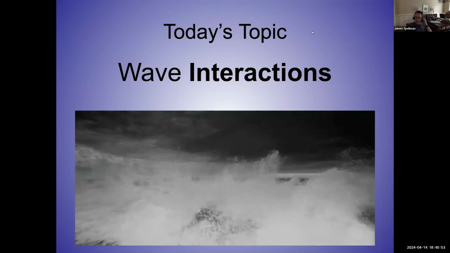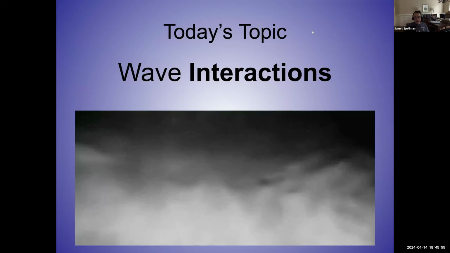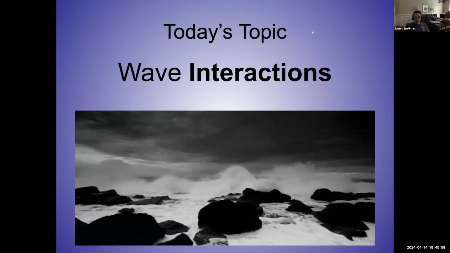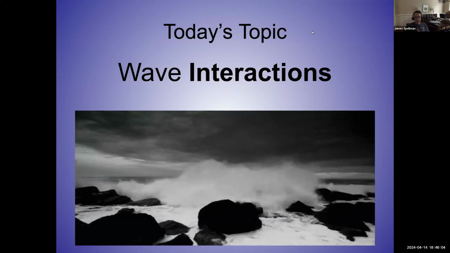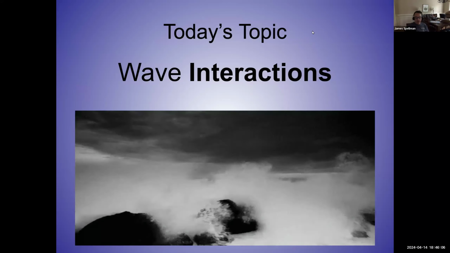All right, next topic, as it says, is wave interactions. We've been talking the last month or so about sound waves and now light waves. And one of the things in the AKS for this unit in particular is wave interaction. So I'm going to run through the 4 different types pretty quickly today.